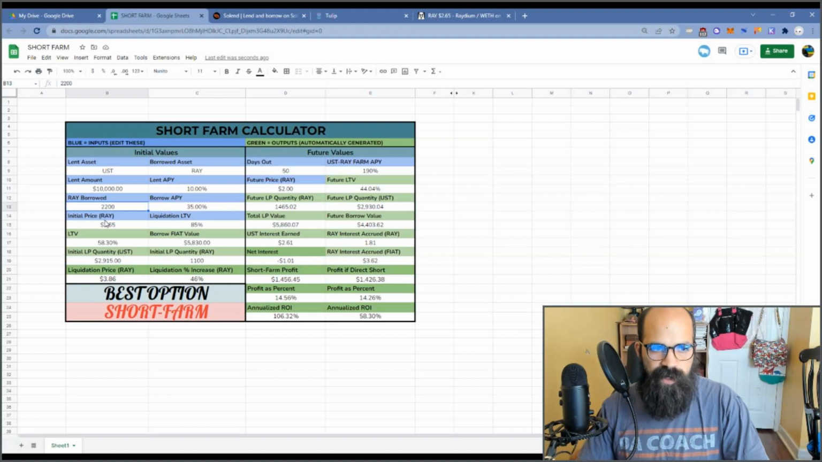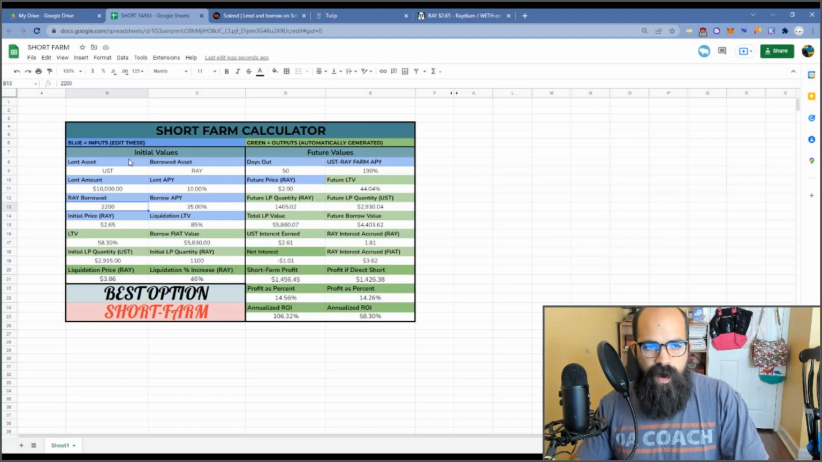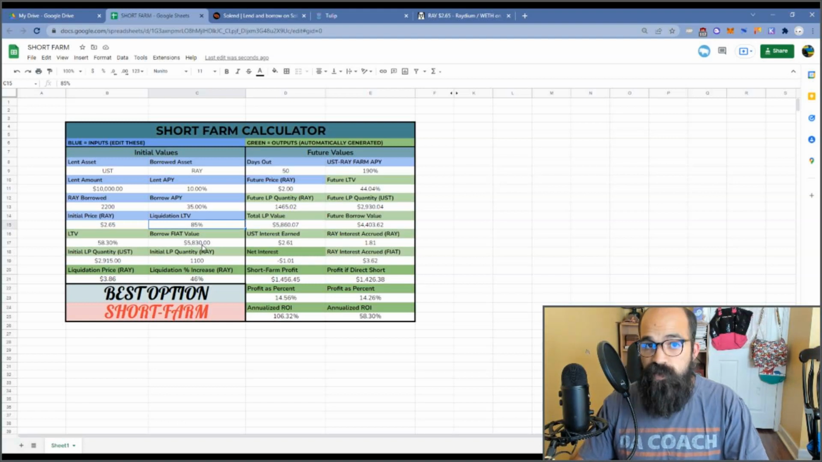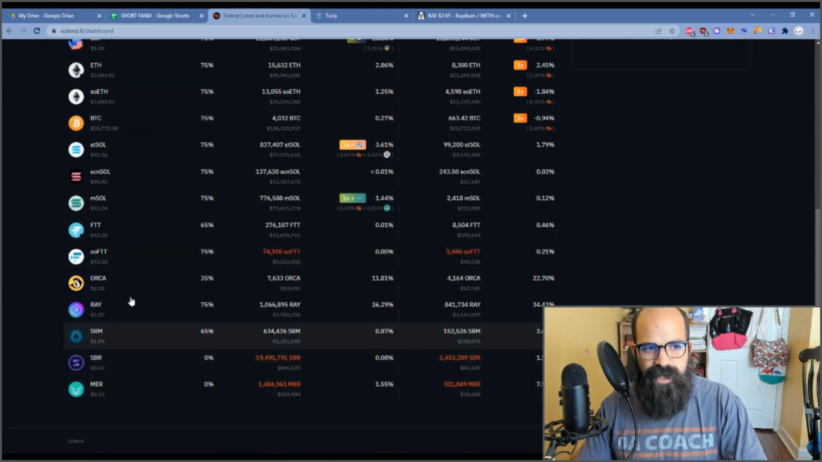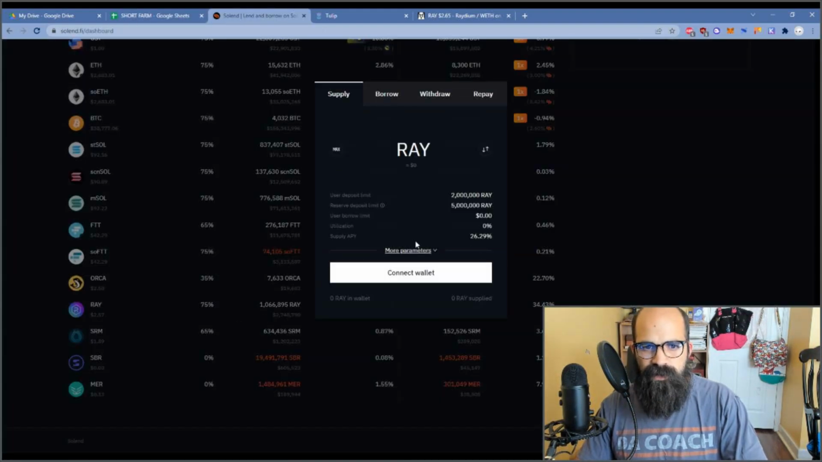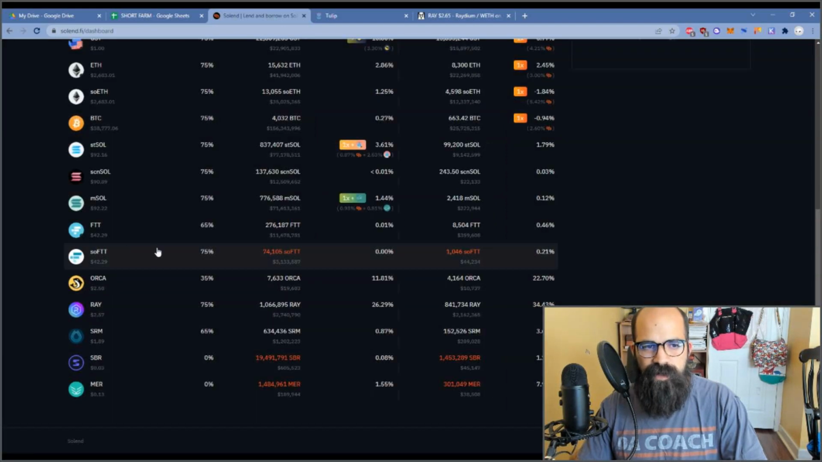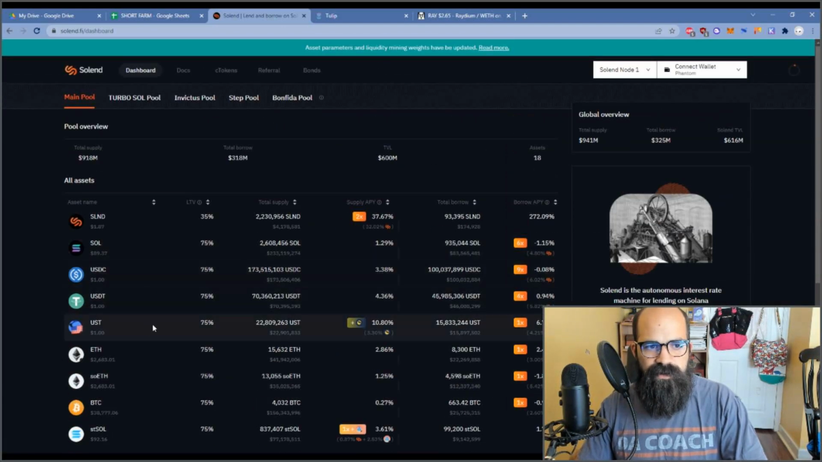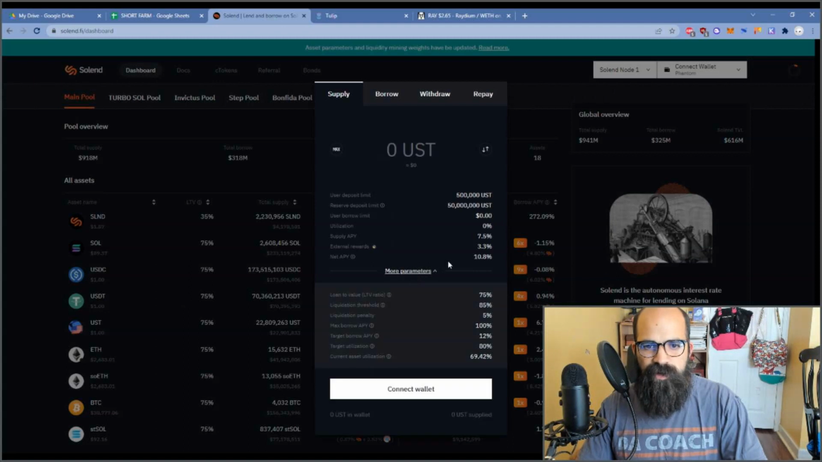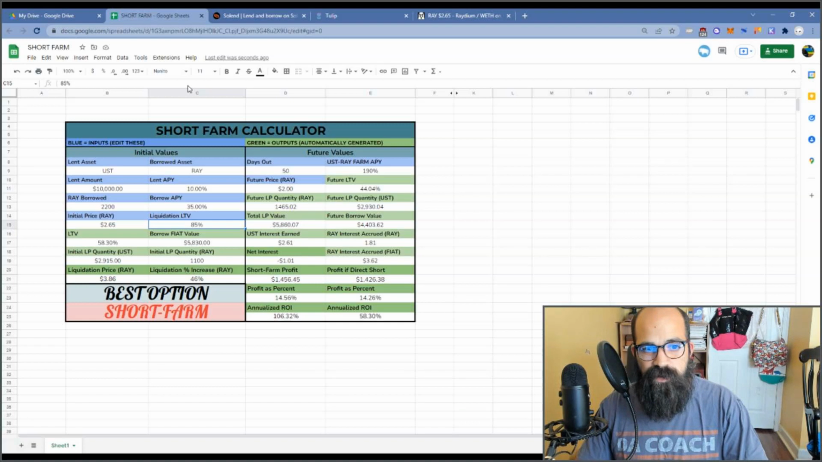So here we go. We have all of these blue things entered, right? The lent amount, lent APY, borrow amount, borrow APY, initial price of Ray, which we just got from the chart, and then liquidation LTV, which you can get just by clicking on the asset, clicking on more parameters. No, sorry, not there. Click on UST, click on more parameters, and the liquidation threshold is 85%. So that is liquidation LTV. That's what we throw in there.